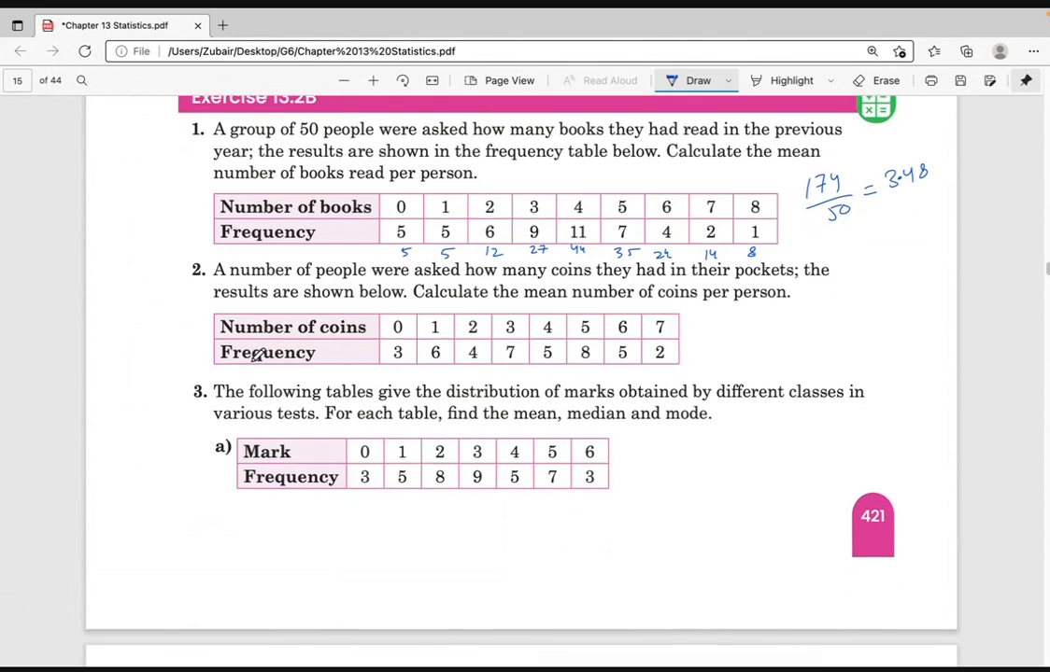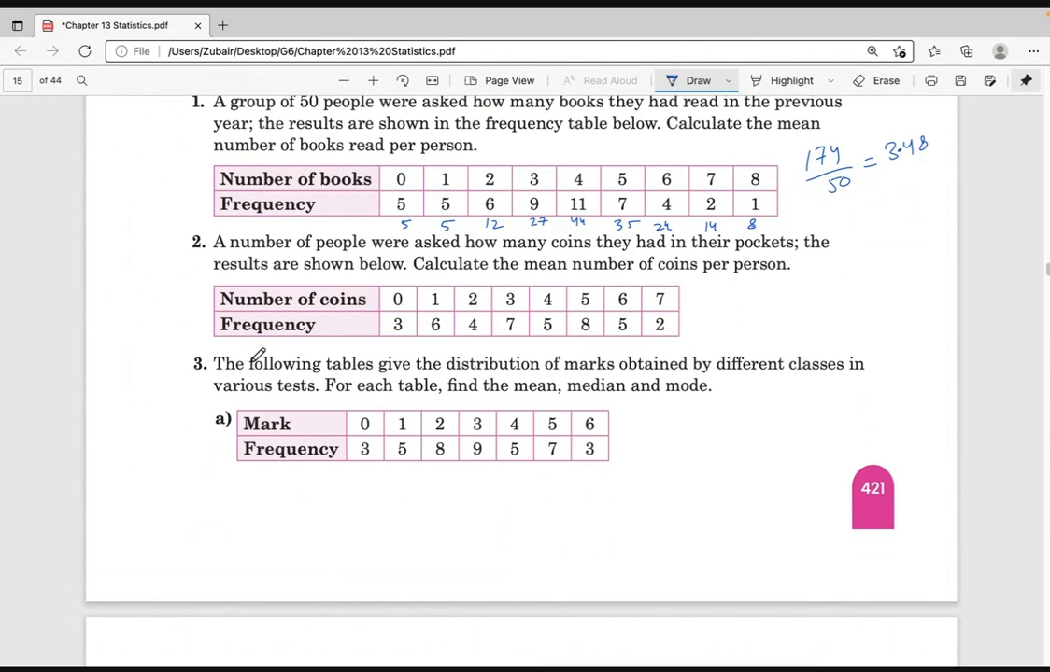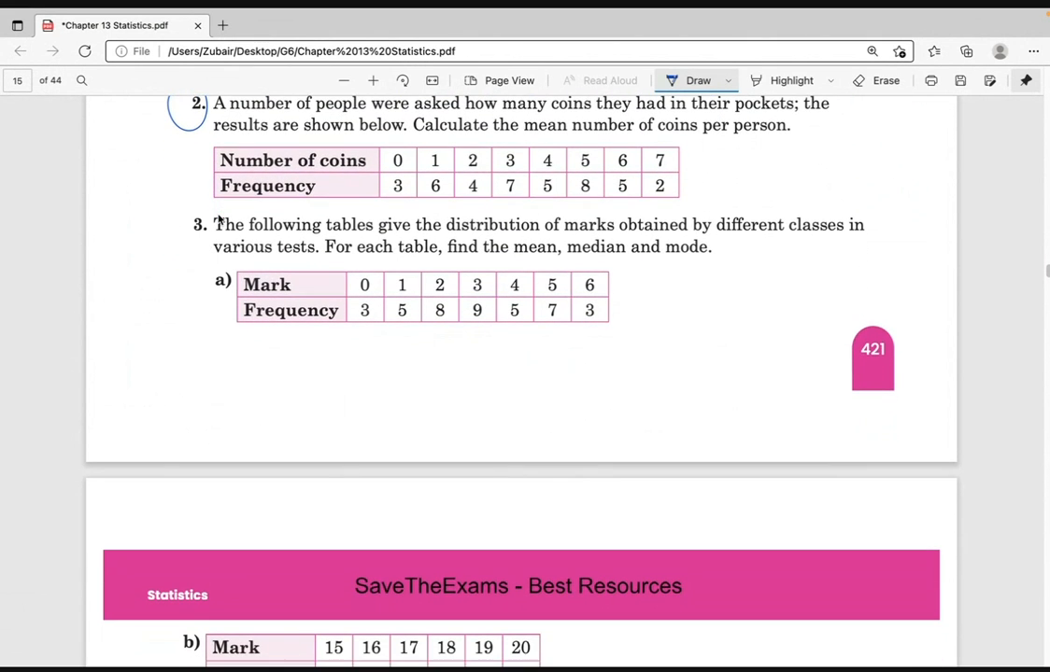Question number 2 says a number of people were asked how many coins they had in their pocket, and the results are shown below. Calculate the mean. Okay, I'm doing it. I'm not doing it on the paper. So let's just compare our answers. Question. Find first, which is it? We'll move it so it's easy to read. Yes, we can do question three, I think. We are doing two first, then we'll compare answers.